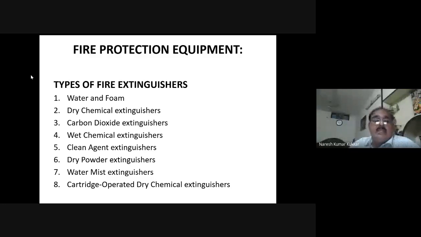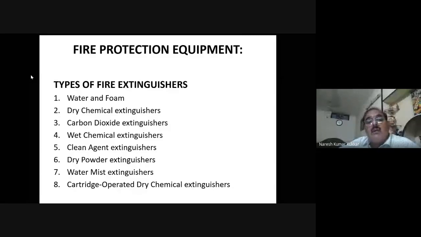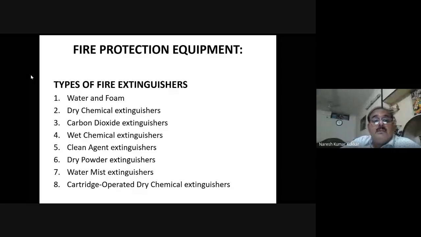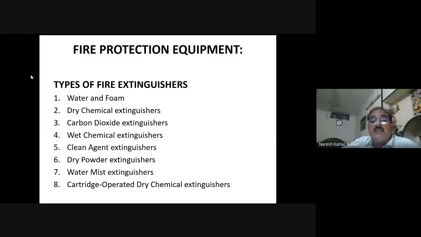Then there is fire protection equipment, because in each industry, fire protection is compulsory. Not only in industry, now even in our homes we also require fire protection, because fire protection is a basic thing to save our resources. The basic types of fire extinguishers are water and foam type. Then comes the dry chemical type, where the chemical is dry and we have to shake it. Carbon dioxide extinguishers, wet chemical extinguishers, then clean agent extinguishers, then dry powder extinguishers are also there. Dry chemical is there and dry powder is also there. Then water mist extinguishers are there.